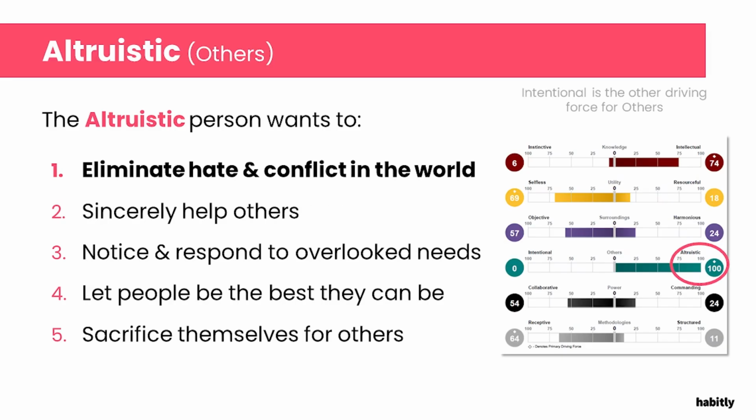Now, the flip side of that is the altruistic, which is the high social in the old vernacular, okay? And basically, they want to make the world a better place, eliminate hate and conflict from the world. And they like to work for a cause. They want to sincerely help others. They want to respond to overlooked needs, let people be the best they can be, and they will sacrifice themselves to achieve the cause. This is the fourth motivator or value.